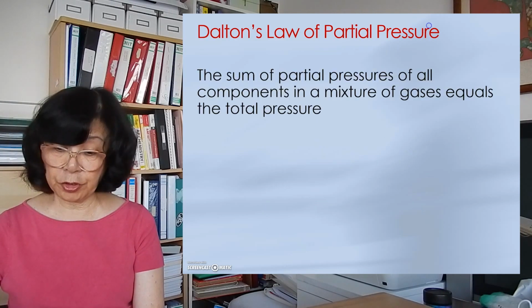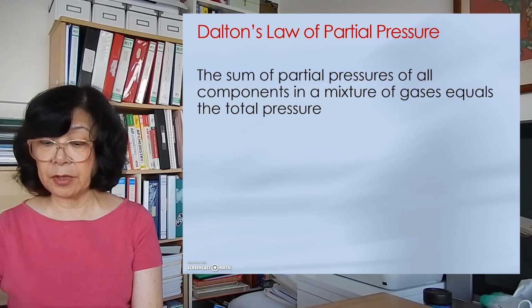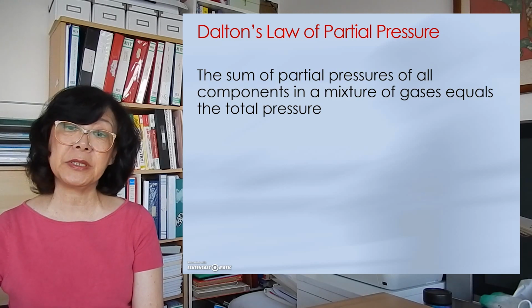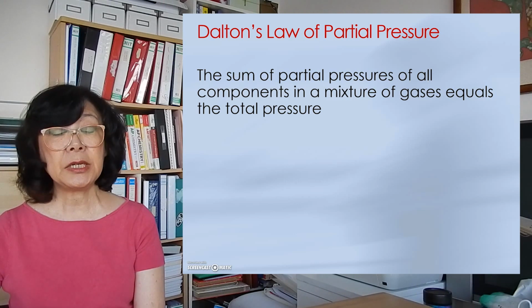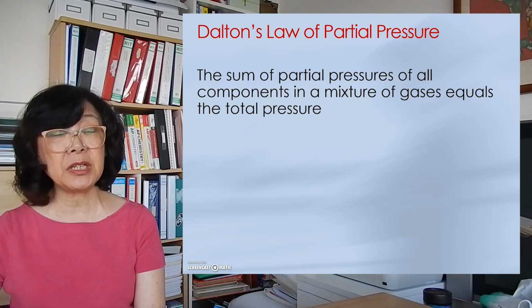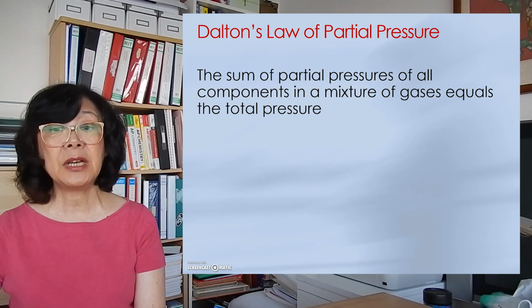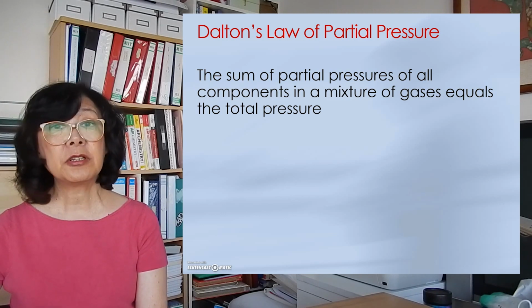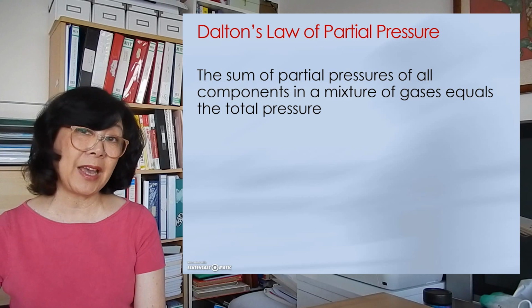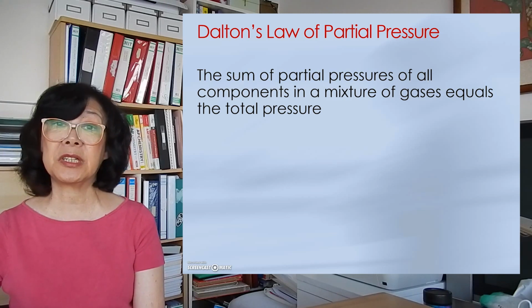Dalton's law of partial pressure states the sum of partial pressures of all components in a mixture of gases equals the total pressure. In other words, if you have A, B, and C types of gas molecules as a mixture in the container, the total pressure will be the partial pressure of A plus that of B plus that of C.